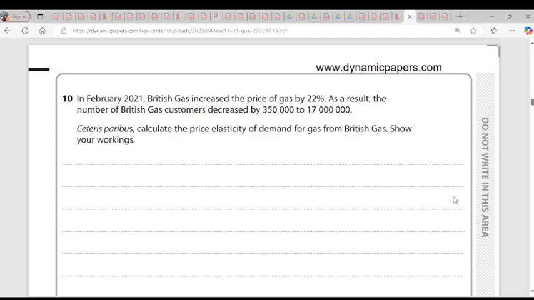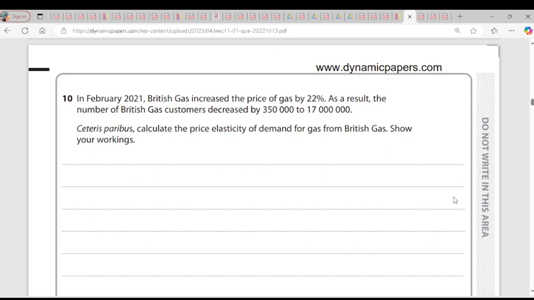It is the responsiveness of the quantity demanded when the price changes. She got it right. There's a degree of responsiveness, it's not just change. There's a degree of responsiveness between the quantity demanded of a product as a result of a change in price. That is price elasticity of demand. Then the formula is percentage change in quantity demanded over percentage change in price.